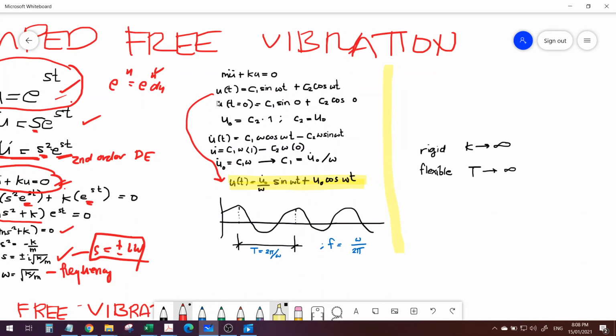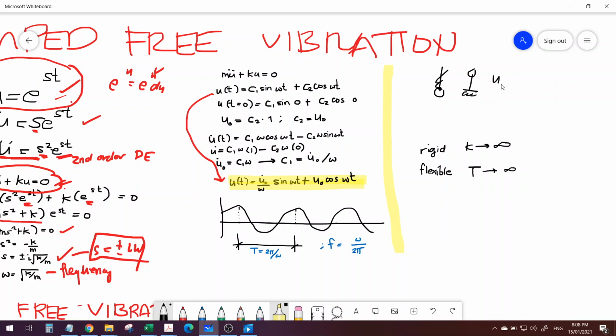So again, I rewrite this. m u double dot plus k u is equal to 0, wherein the general solution has a form of C1 sine omega t plus C2 cosine omega t. If you review your differential equation, you will see this solution. And then let's find u at time equals 0, because remember, our structure is at rest. Free vibration, it's at rest.